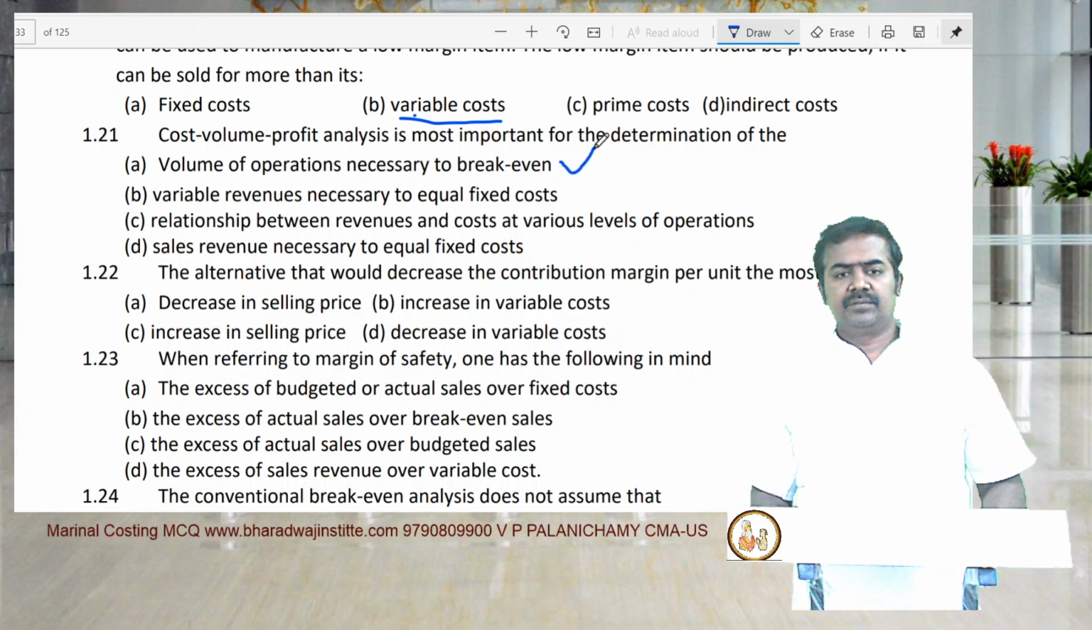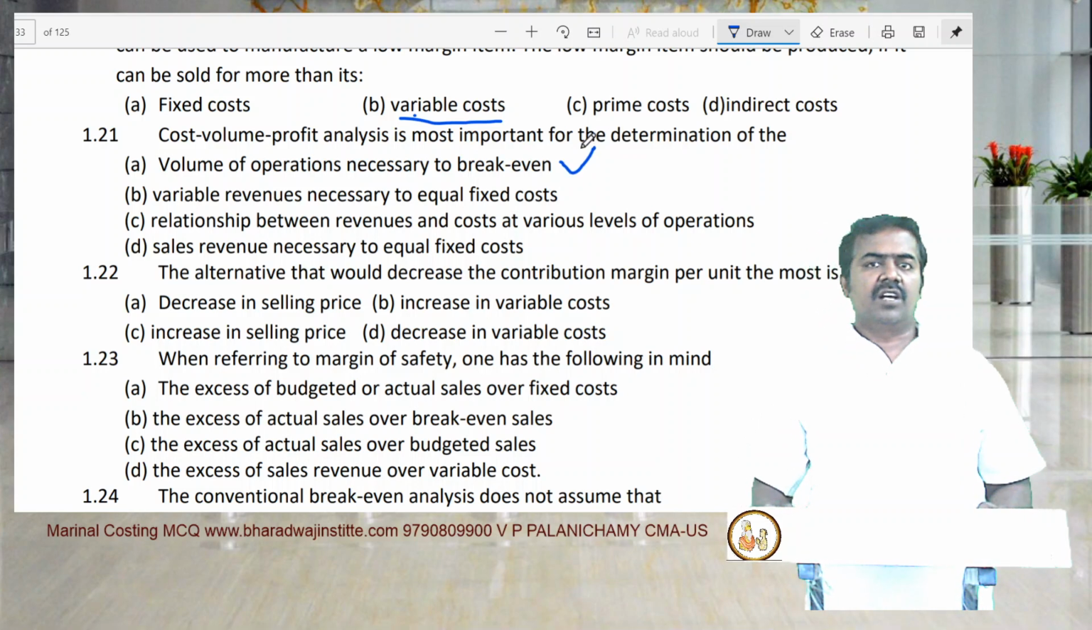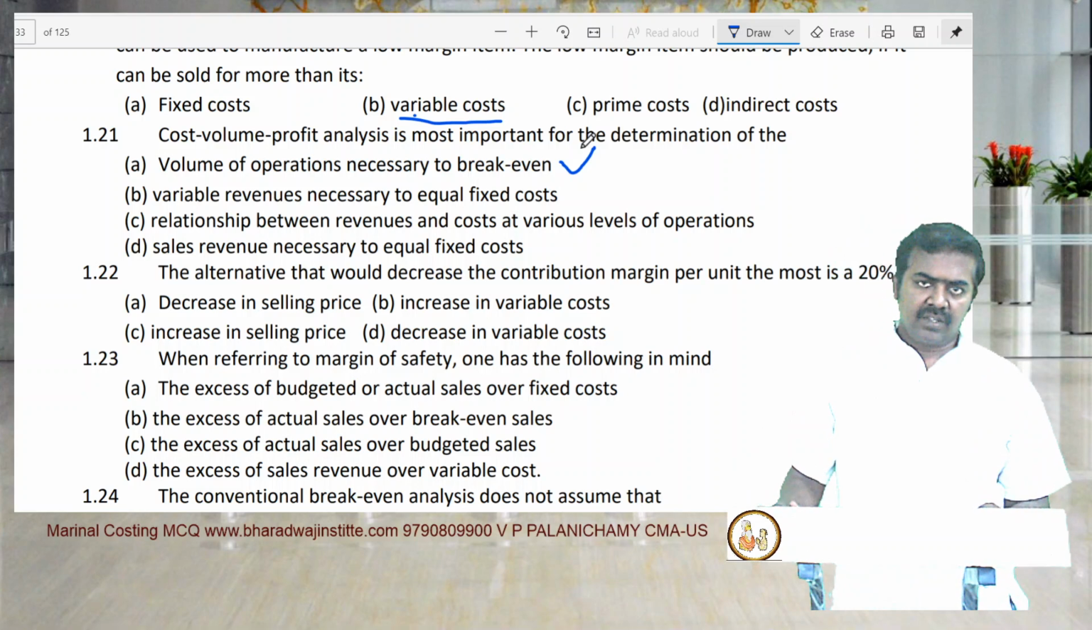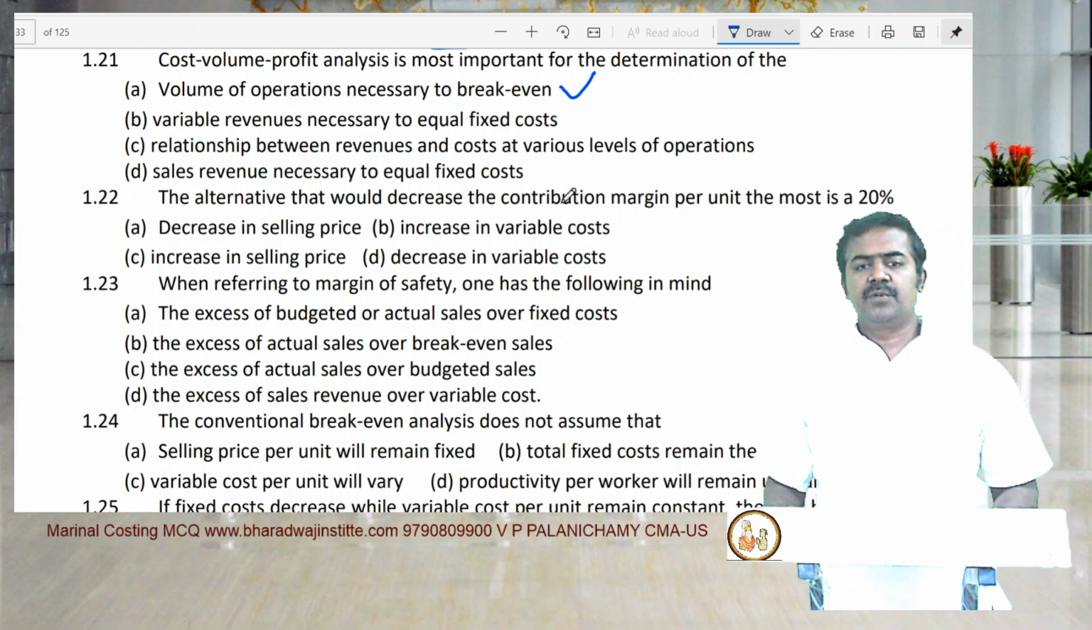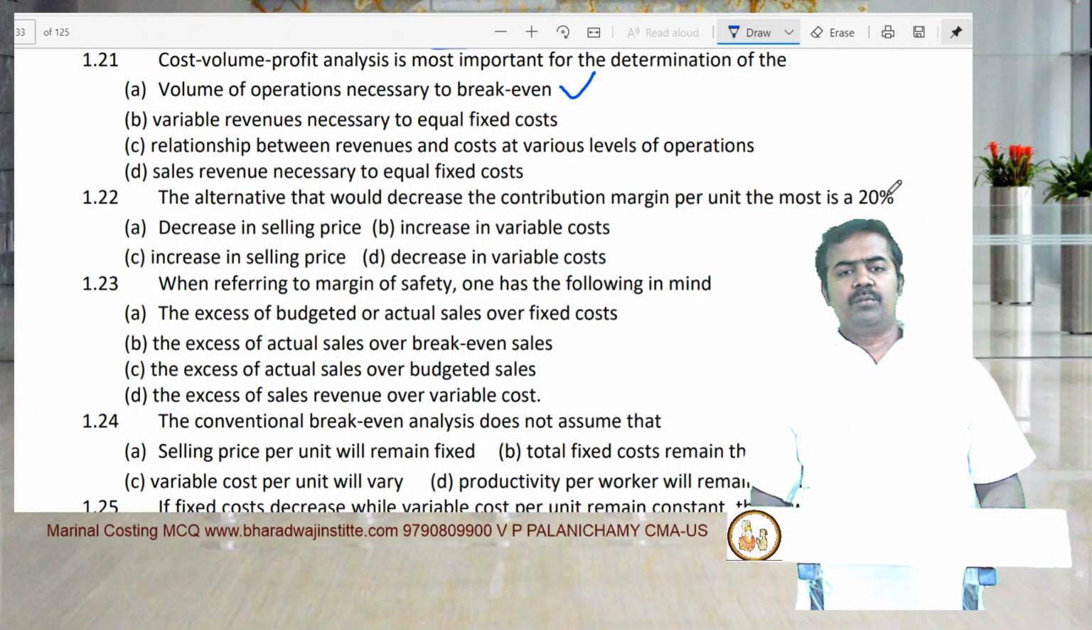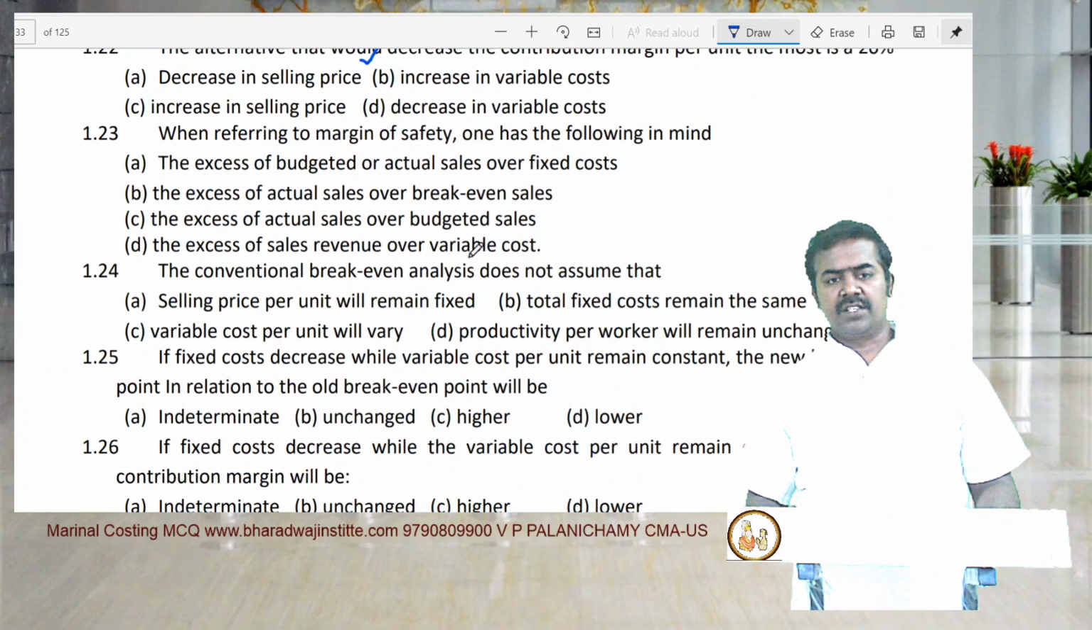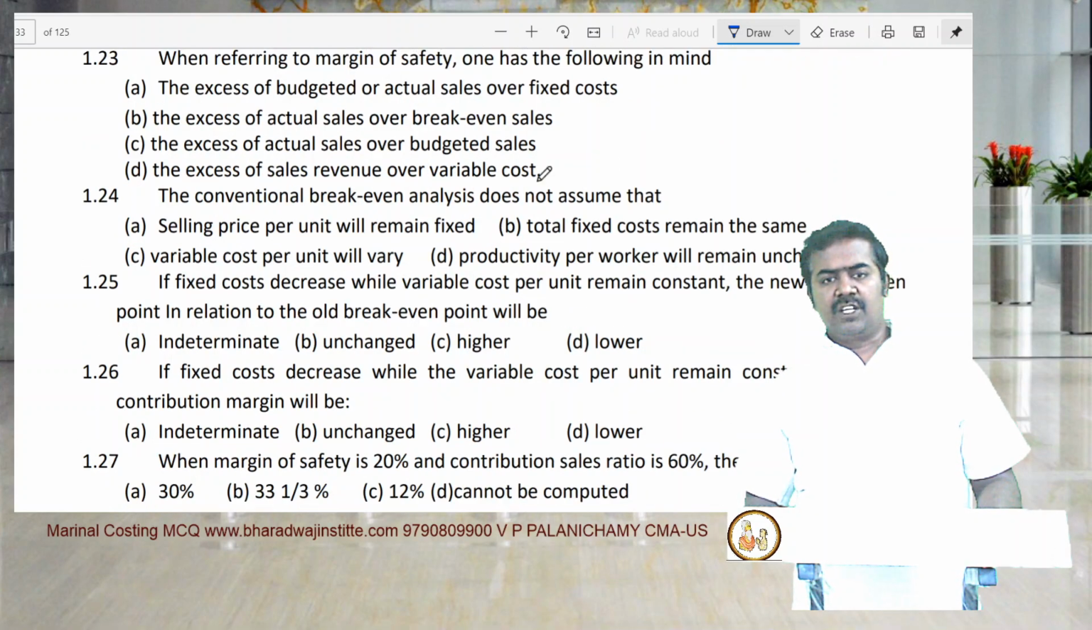First answer. What is the main objective of cost volume profit analysis? To determine break-even point. The alternative which will increase the contribution margin, which will be most 20%, is increasing the selling price. Increasing the selling price will have more effect than lowering the variable cost. When referred to margin of safety, one has to keep it in mind.